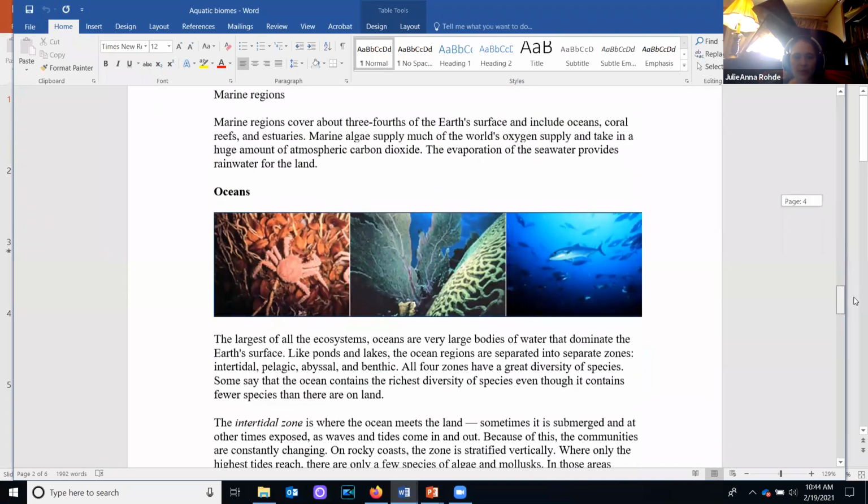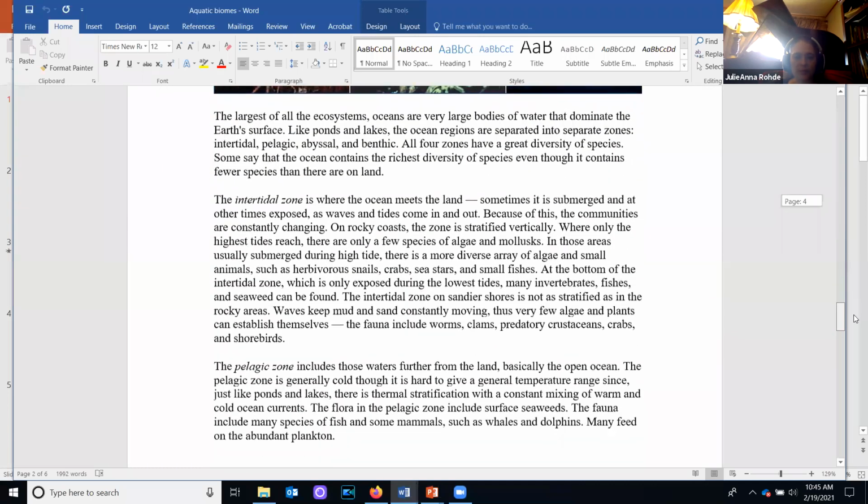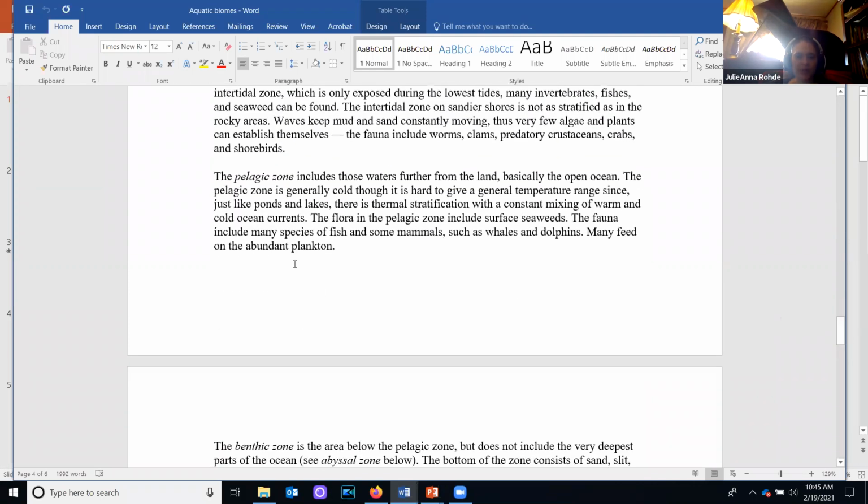And then here are the marine regions. It talks a little bit about the intertidal zone there, one of the intermediaries, and what lives there. Here's the pelagic zone. This is the region in your book. And then this is divided into the aphotic and photic zones.